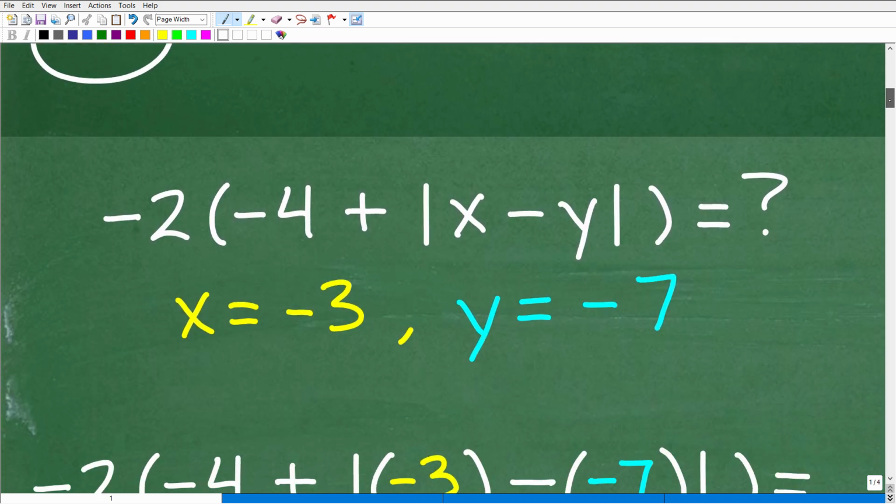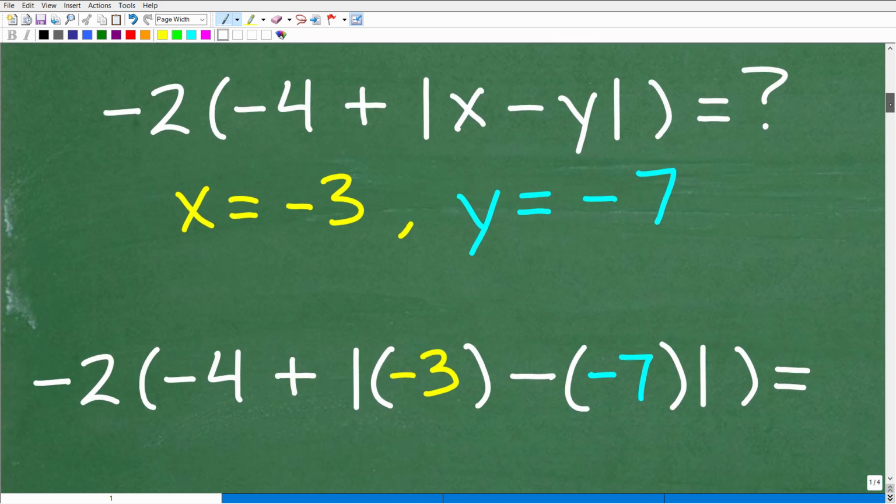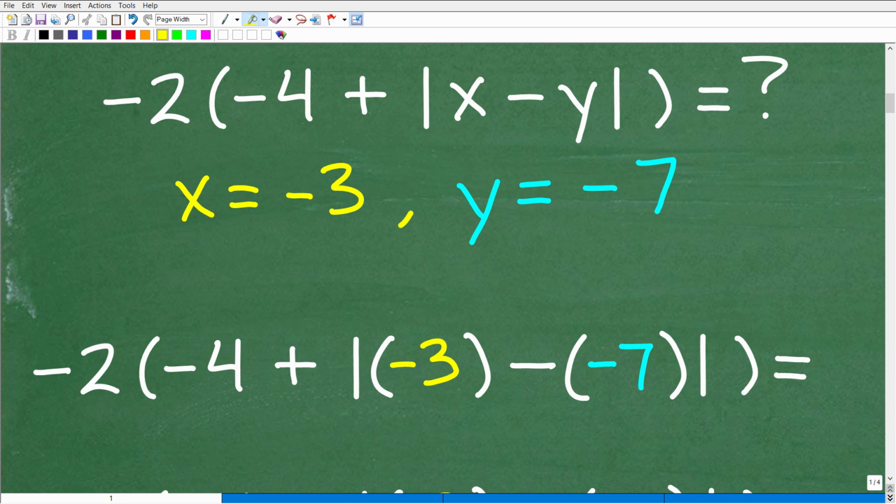Okay, so I pretty much set up the problem for you in the beginning of this video. All we're going to be doing effectively when we're asked to evaluate a variable expression or an algebraic expression for given values is simply replace those variables with the values that are assigned. In this case, x is equal to -3 and y is equal to -7. So first, you want to be thinking, oh okay, I want to replace this x with the -3 and this y with the -7.